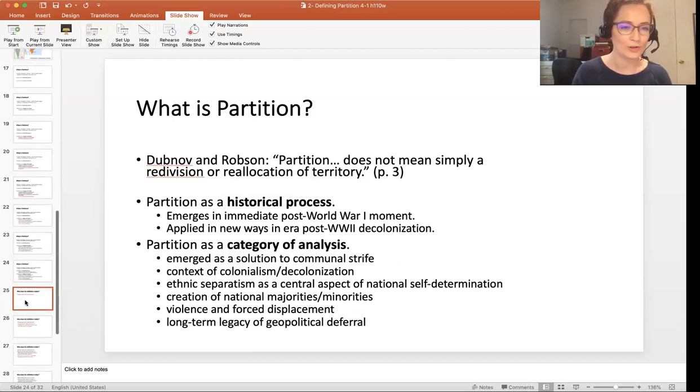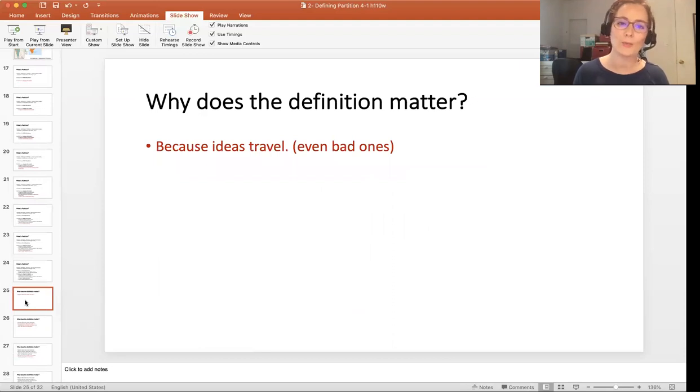I'll end with just a couple of moments to give you some ideas about why the definition matters. This is the second part of our first question. Now that we know what partition is, now that we've defined it, why does the definition of partition matter? The first reason is that ideas travel. Ideas about what makes a nationality travel the world in the 1920s through the 1950s. Ideas that partitioning new territories or hardening borders will solve political conflict. These are ideas that travel. It doesn't really matter if they're good ideas or bad ideas.